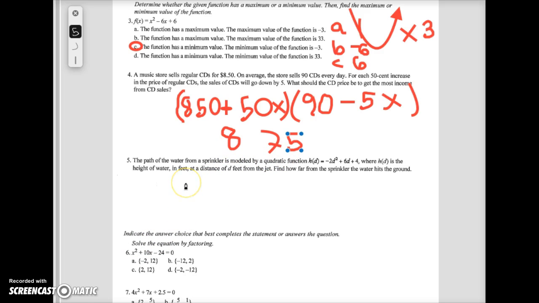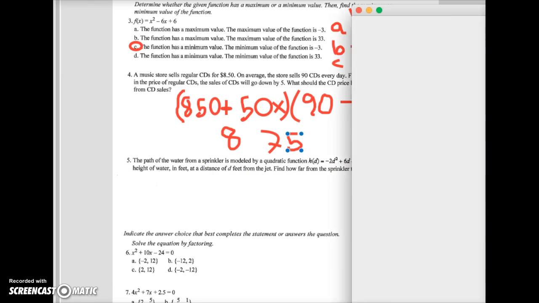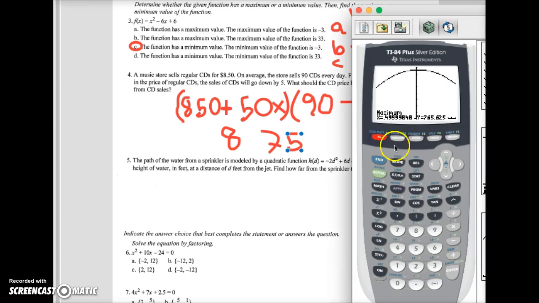Okay, question 5 says the path of the water from a sprinkler is modeled by a quadratic function, h of d equals -2d squared plus 6d plus 4, where h of d is the height of the water in feet at a distance d feet from the jet. Find how far from the sprinkler the water hits the ground. So what we're going to do again is come over here to the calculator and type in our equation, -2x squared. Remember, you have to use x when you're on the calculator. You can't use the variable that's in the problem. Plus 6x plus 4.